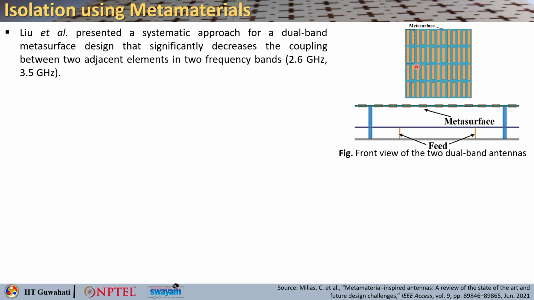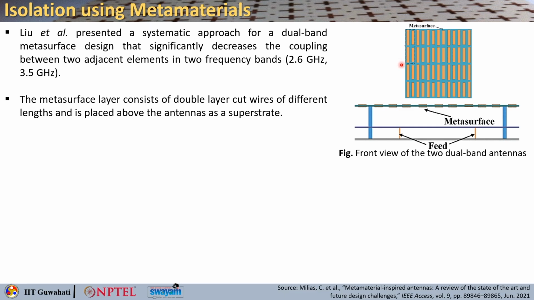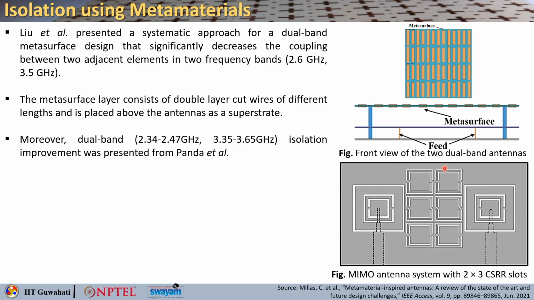Okay. So, this is how you can see the unit cell is. This metasurface basically consists of double layer cut wires of different lengths, and they are placed above the antenna as a superstrate. So, these are the feeds of the antenna, and this is the metasurface. So, this is basically a dual band antenna. So, you can see the dual bands, these are the bands, and because of this structure. This is another structure that is proposed by Panda and his group.